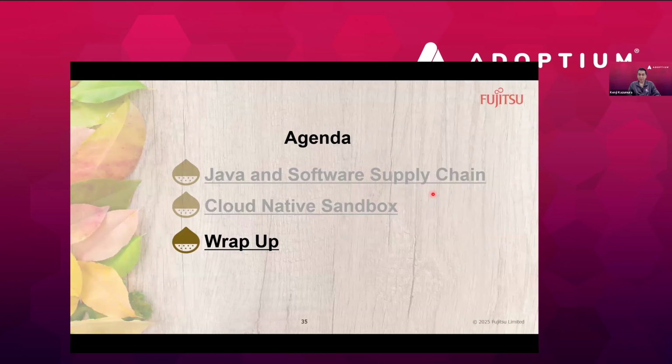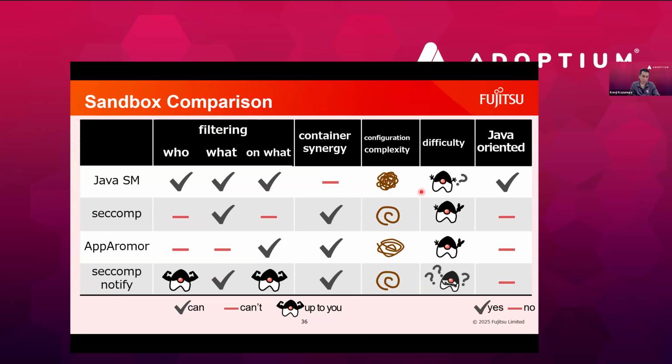Okay, we've covered some sandbox technology. Now let's bring it all together. This table provides a high-level comparison. Java Security Manager offers powerful features, but it's a little bit complicated. And the most important thing is that Java Security Manager has been deprecated. Standard seccomp is very simple, but it cannot inspect resource paths. And seccomp notify provides the most granular control, but you need to implement the filter program by yourself.